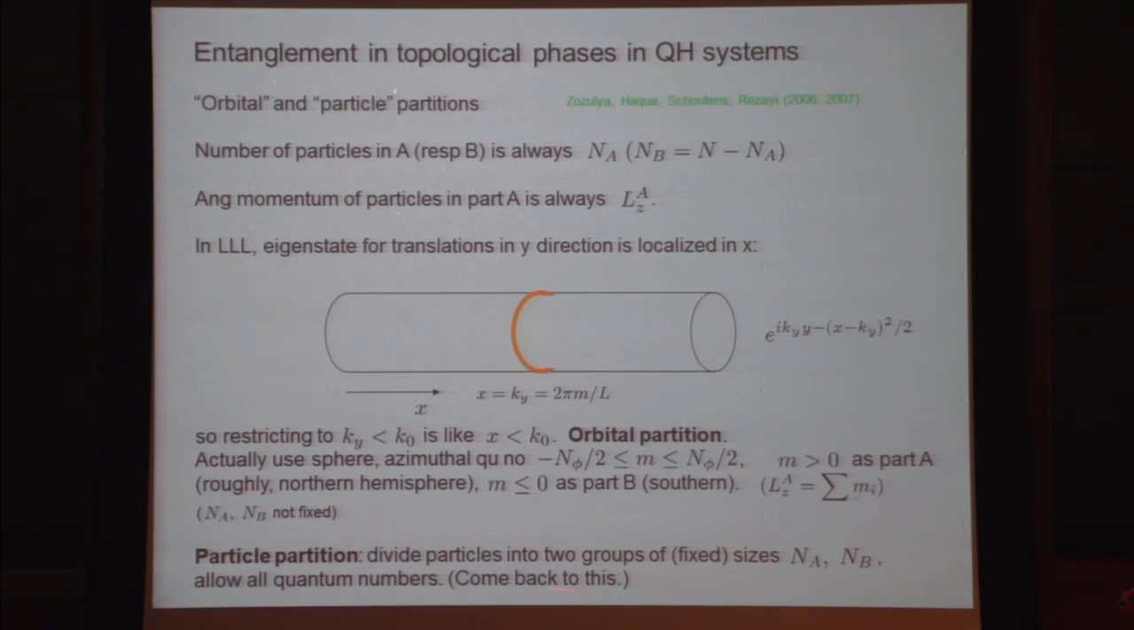Then there's also particle partition, which I may not even get to use at the end of this talk, but roughly the idea is that we just divide the particles themselves into two groups. Let's break the permutation symmetry and say, okay, these particles are one type and the others are another type, and you just look at entanglement between them. So at least at the outset, this doesn't even involve dividing the real space into two parts. It just involves partitioning the particles themselves.